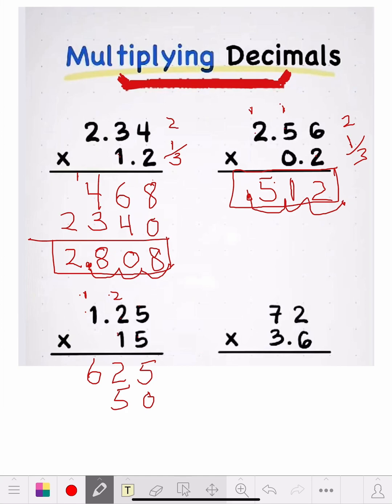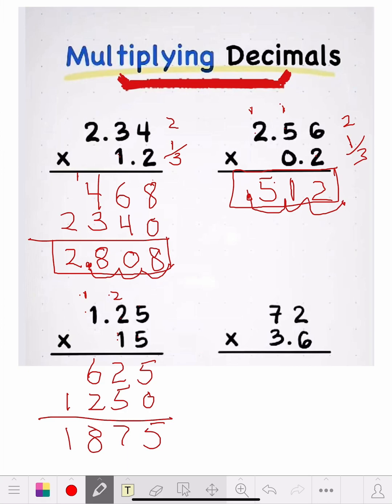Okay, 1 times 2 is 2. And 1 times 1 is 1. Now let's add these up. We got a 5. We got a 7. We got an 8. And we got a 1.